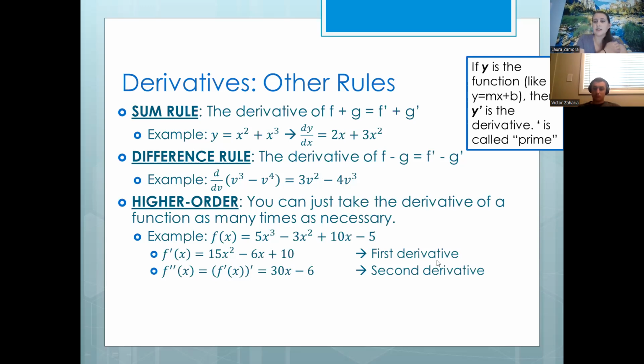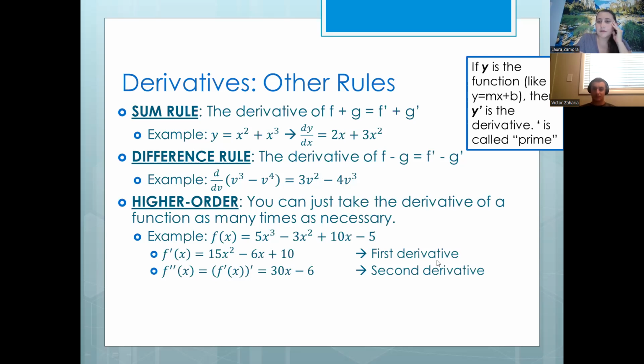Yeah, comment in the chat. It's like, ooh, where'd it go? It's like finding acceleration where it's the second derivative of position. Yes, it is. Wow. It's like the things that I'm trying to teach you are relevant. Oh my gosh, crazy.